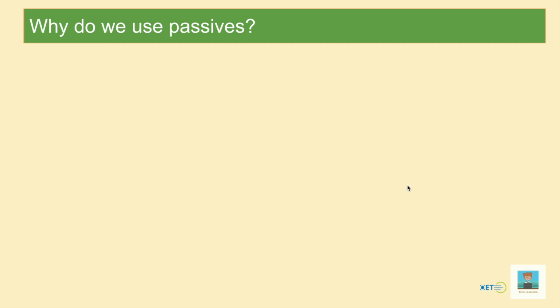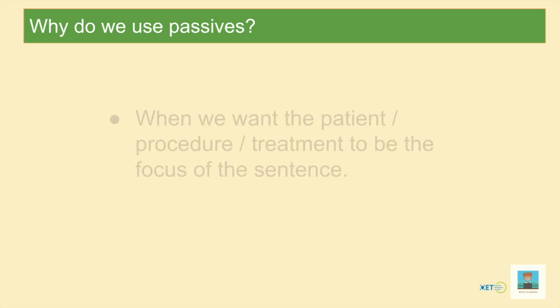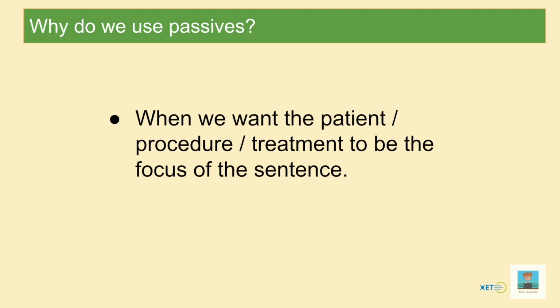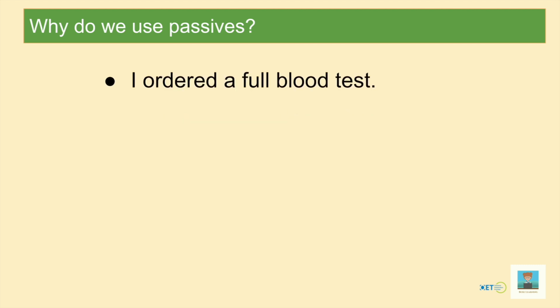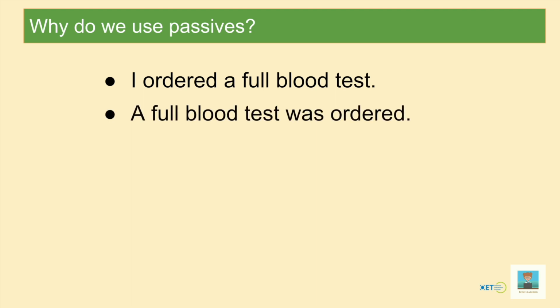So why do we use them then? We've already had a little look before about why we use them. That's when we want the patient to be the main focus, or we want the procedure or the treatment, something that's normally the object in the active voice, to be the main focus, so we use the passive. And we also use it when it's not important who carried out the procedure. I ordered a full blood test; a full blood test was ordered. I'm not important, take me out completely, focus on the test. That's all you need to know.